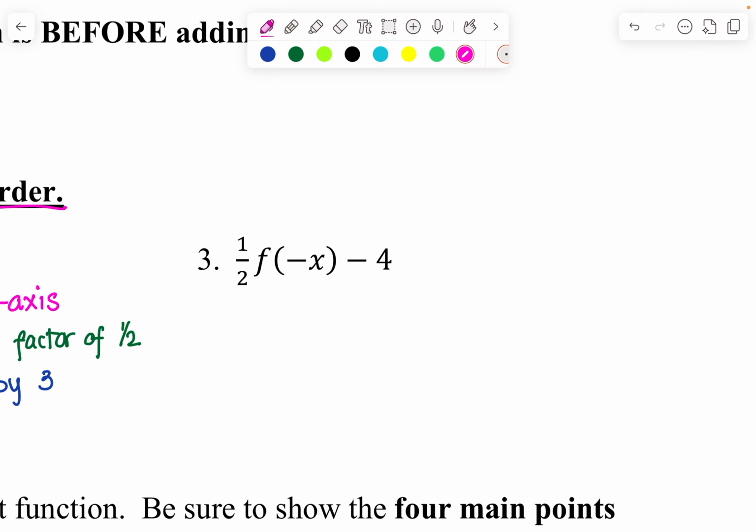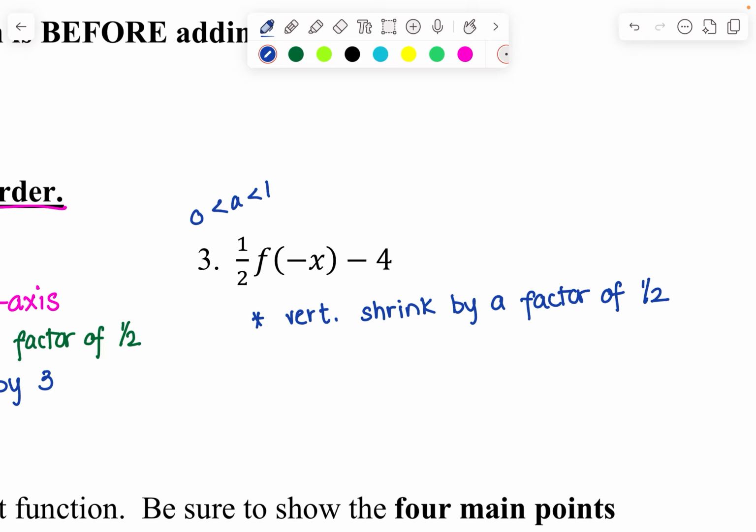Okay, we're going to start on the outside, work our way in. On the outside, we have a vertical shrink. We've got this vertical shrink by a factor of 1/2. It is a shrink. Remember, a is less than 1, but greater than 0. So it is a vertical shrink. Remember, vertical, everything on the outside. Horizontal, everything on the inside.